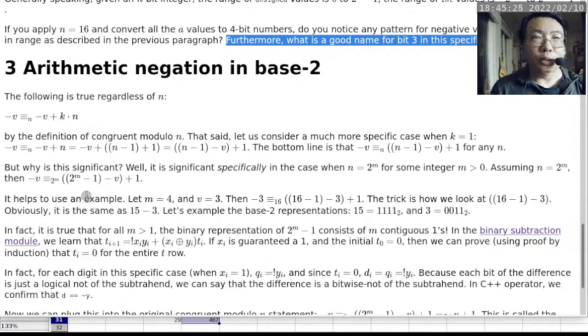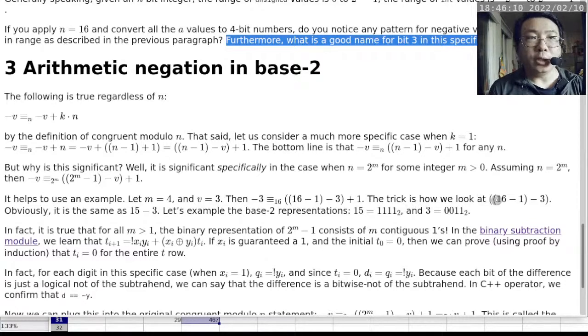What we want to do now is focus on just this part of the expression. The plus 1 we can always handle later, but we want to look at this part here. Here is a concrete example. When m equals 4 and v equals 3, we have this expression because we are just substituting. Since v is 3, the arithmetic negation of 3, which is negative 3, is congruent modulo 16 with the following: 2 to the power of 4 minus 1, which becomes 15, minus 3, and then the whole thing plus 1.